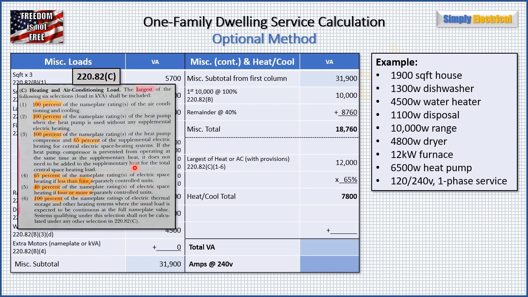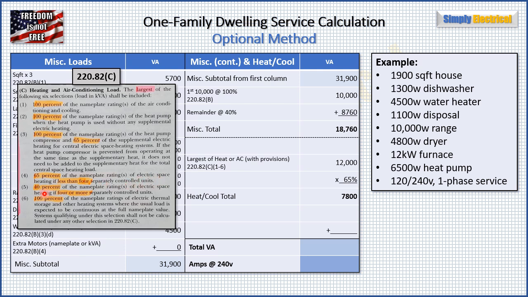You only take the 65% of the heat. Now what makes this easy to remember is number 4 here. It says you take 65% of the nameplate rating or ratings of electric space heating if less than 4 separately controlled units. So if you only have a furnace, let's say, air handler, and you have one thermostat or maybe 2 thermostats, you will use 65% of it, the same number that we'd use here. So whether you have a heat pump that's prevented from being operated at the same time, or you don't have a heat pump at all, either way you're going to be taking 65% of your heating load.